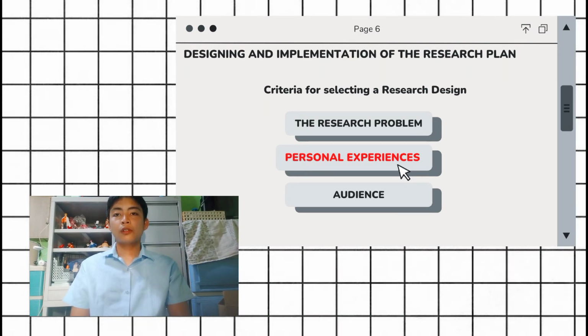So you will use this personal experience in your research design, of what you have experienced in your life or in every environment, and so on.